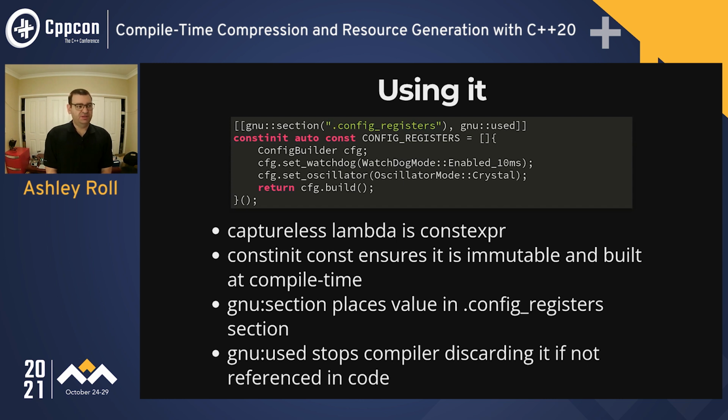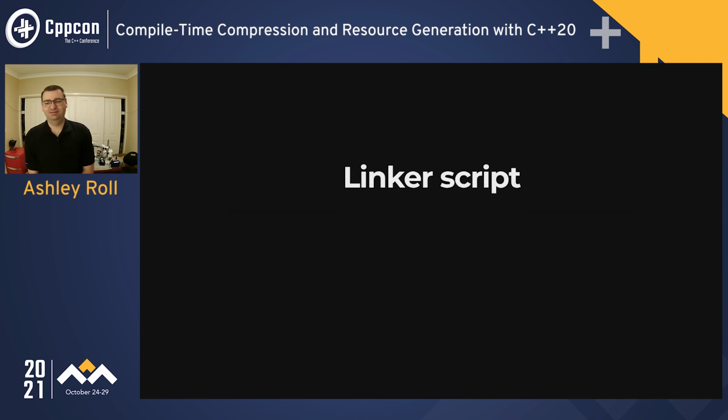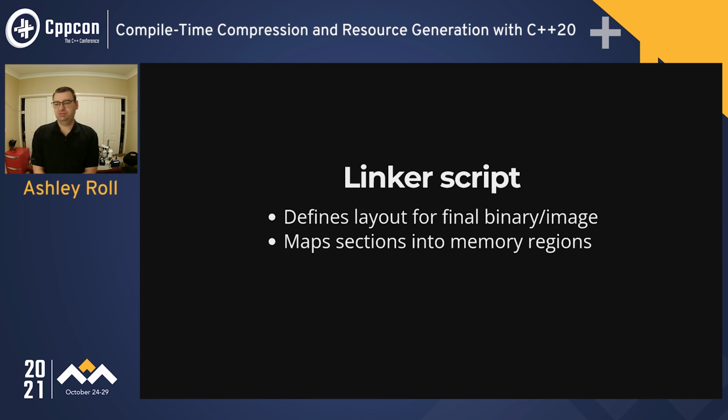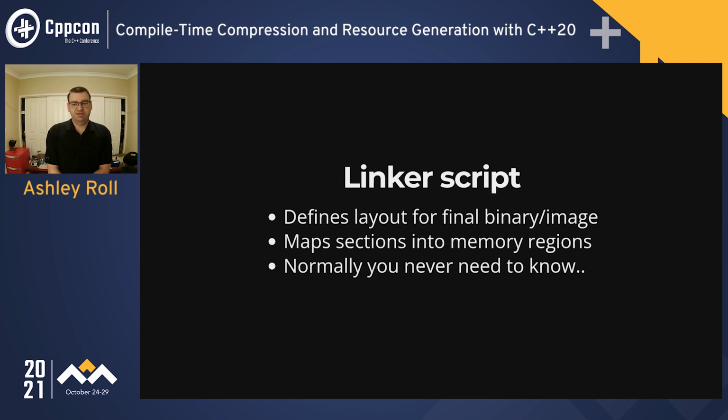So to make all this work, we have to tie it together with the linker script. A linker script defines a layout for the final binary image. It maps sections from our program. So when we compile code, it normally goes into a text segment, and that fills memory regions that deal with the program. We're going to create our own segments for certain things and place them in memory. So we map sections into memory regions. Normally, you never need to know about this sort of stuff until you do.